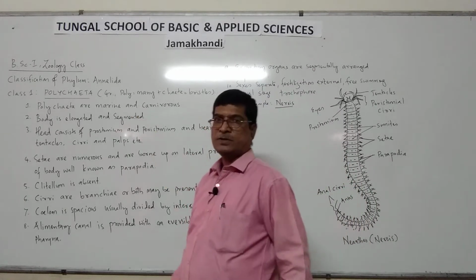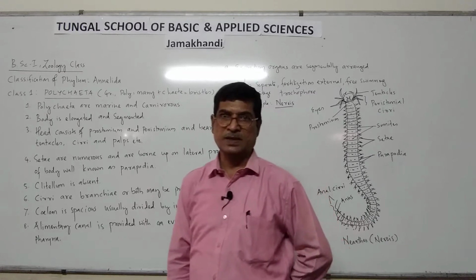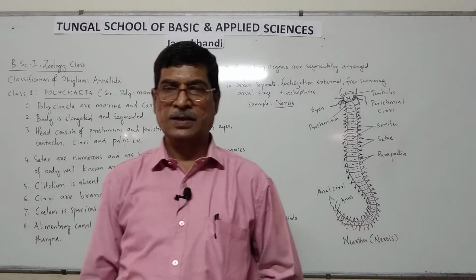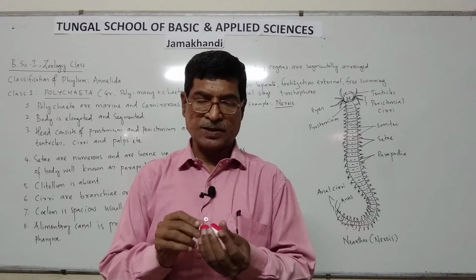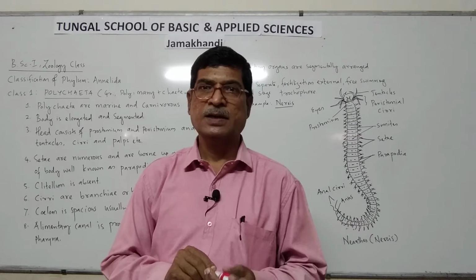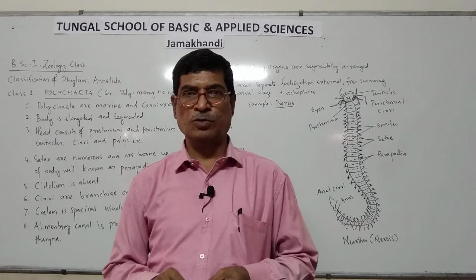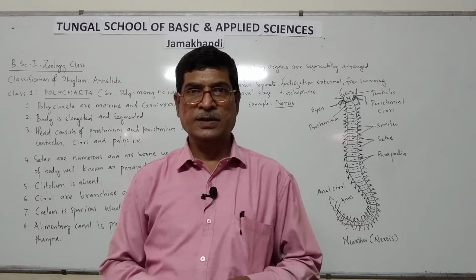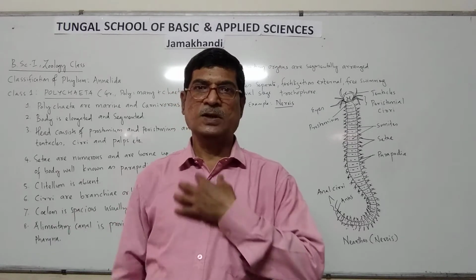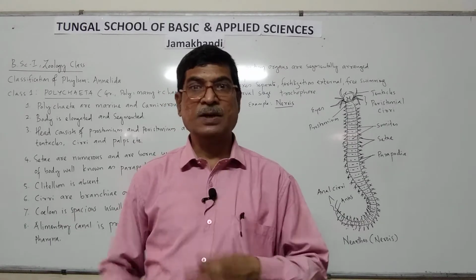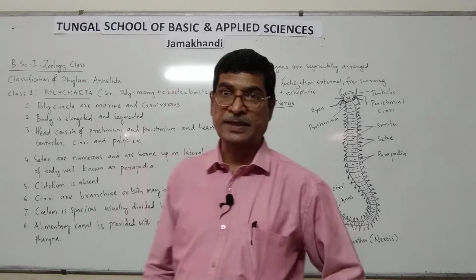In Greek language, poly refers to many, chaete refers to bristles. Polychaeta, many bristles, bristle-like structures are there. Bristles are nothing but setae. These are used for locomotion. So in earthworm we discussed how setae are used for locomotion. So here also setae are present. Their number is many. More number of setae are present here.